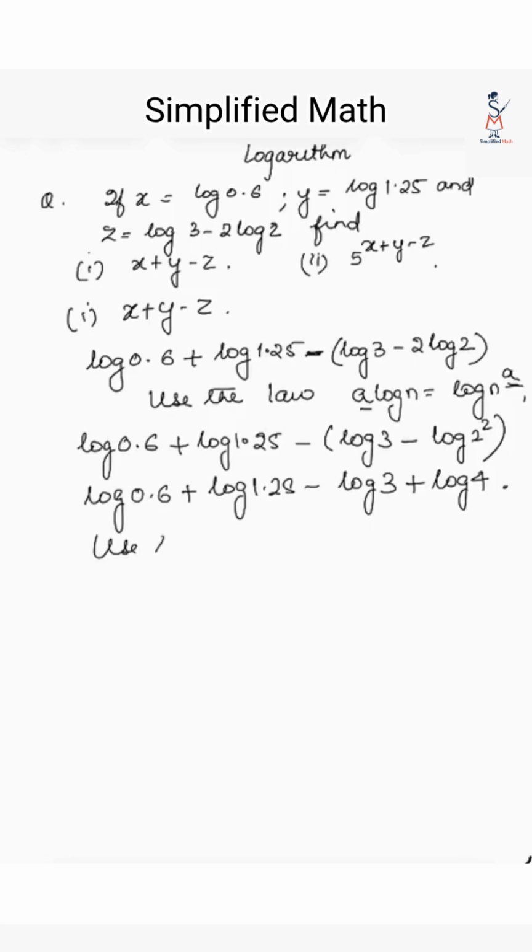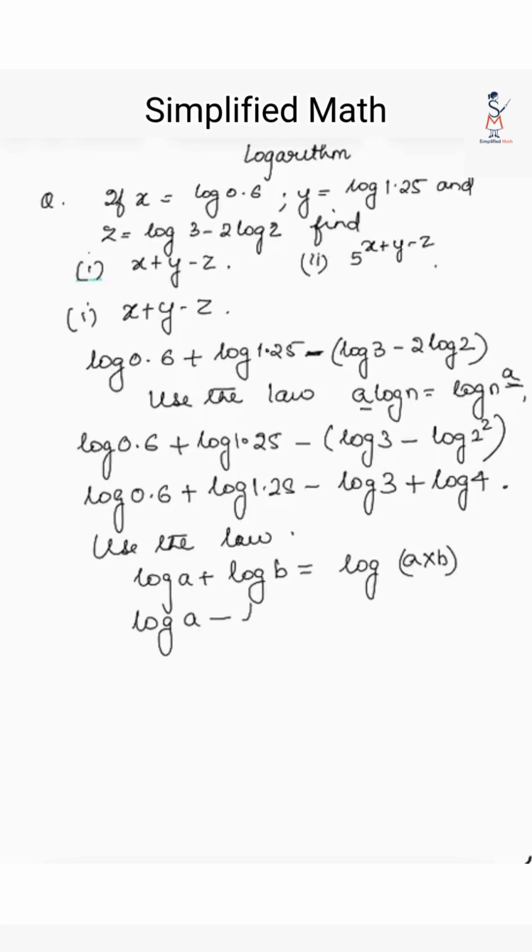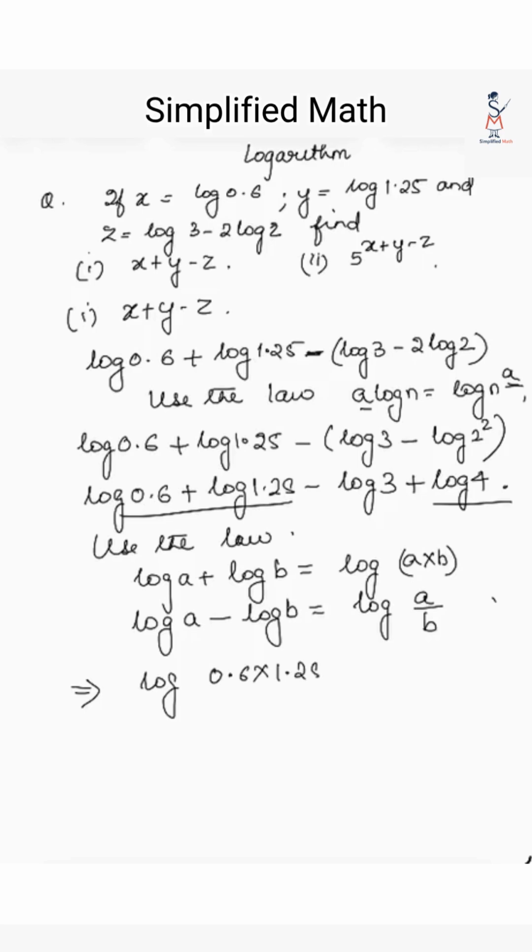Now we will again use the law of the log, that is log a plus log b is log a into b, and log a minus log b is log a by b, right? So now get all the plus together. So this will turn out to be log 0.6 into 1.25 into 4, and it is minus log 3. So 3 will come at the bottom.